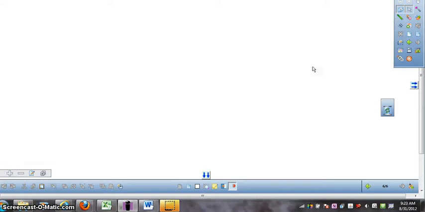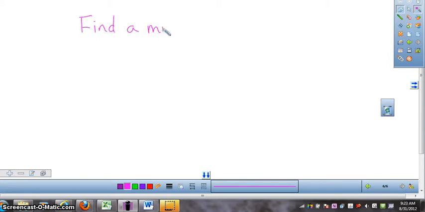Okay, what we're going to try now is we're going to try to find a missing side of a right triangle. And I bet most of you remember this from geometry. And it's also on the ACT, so it's something really to pay attention to. So we're going to find the missing side of a right triangle.